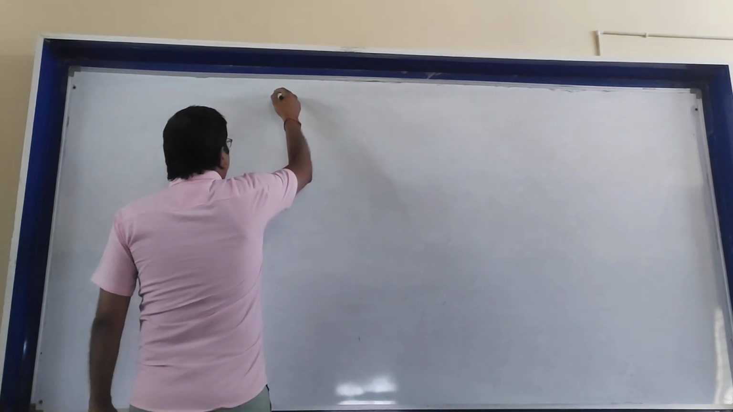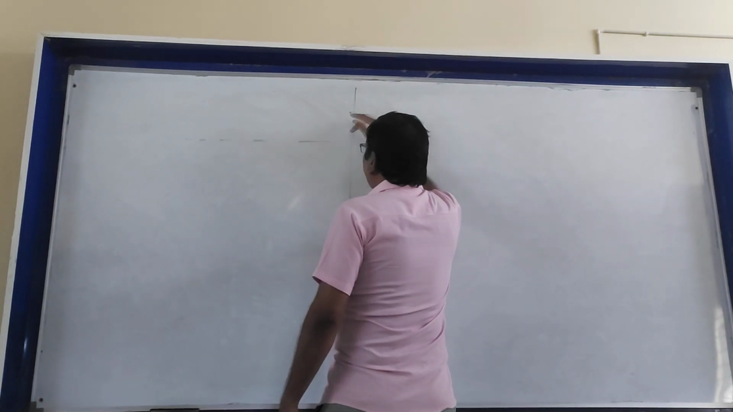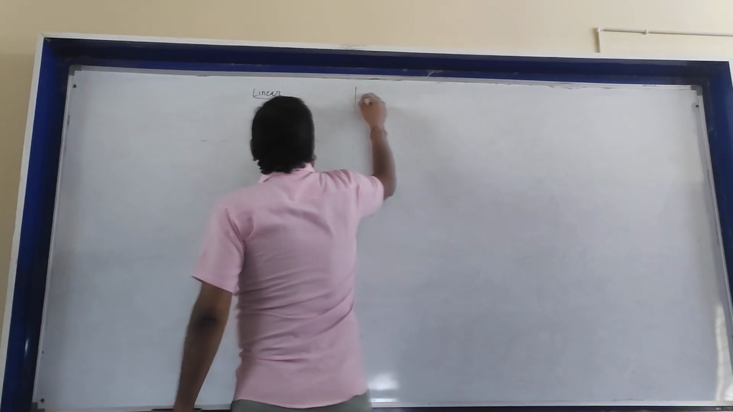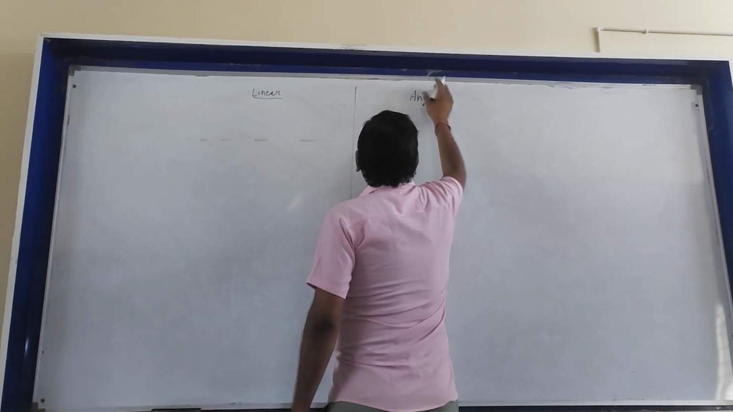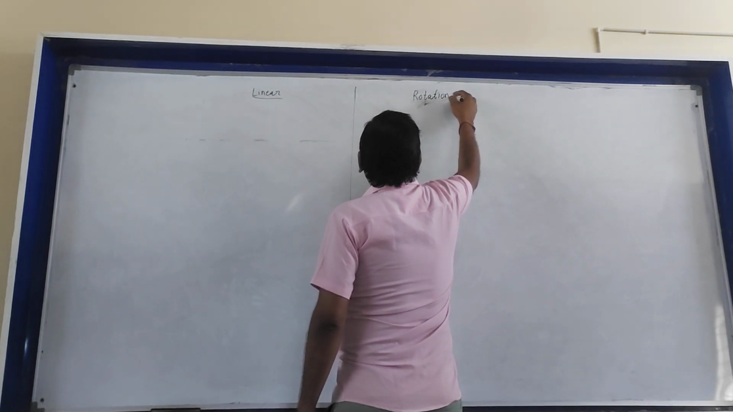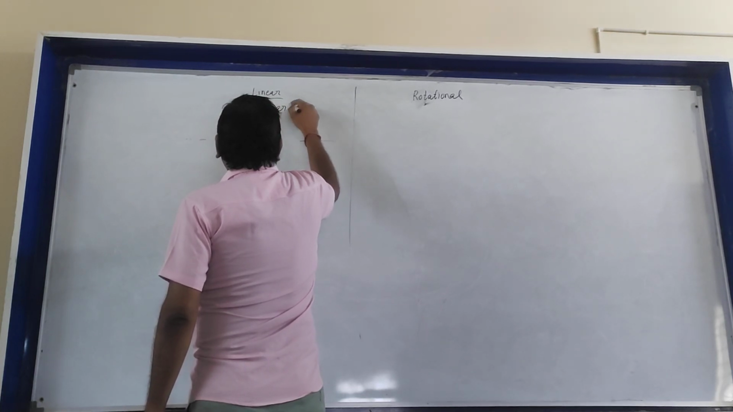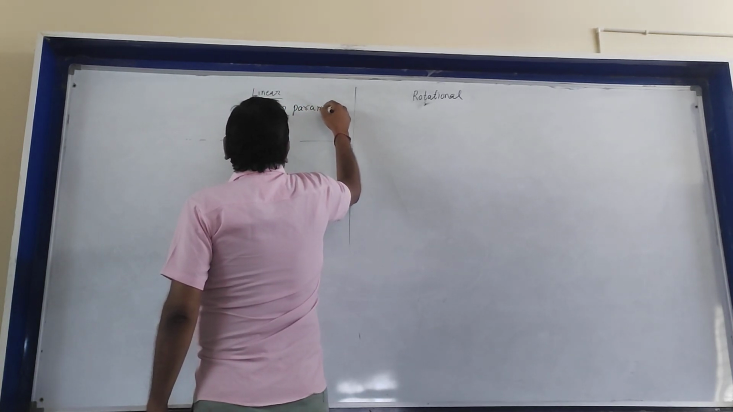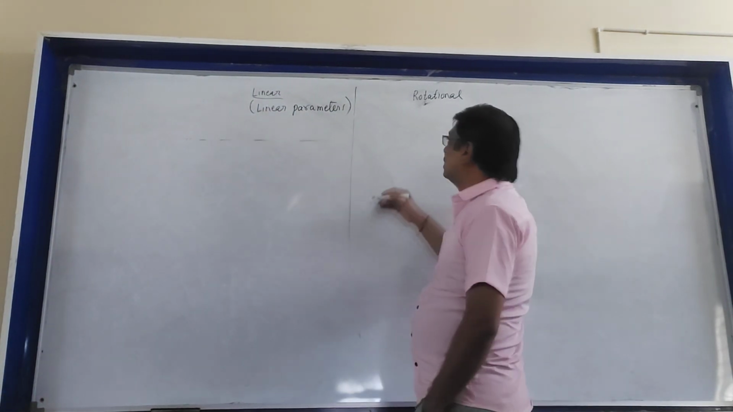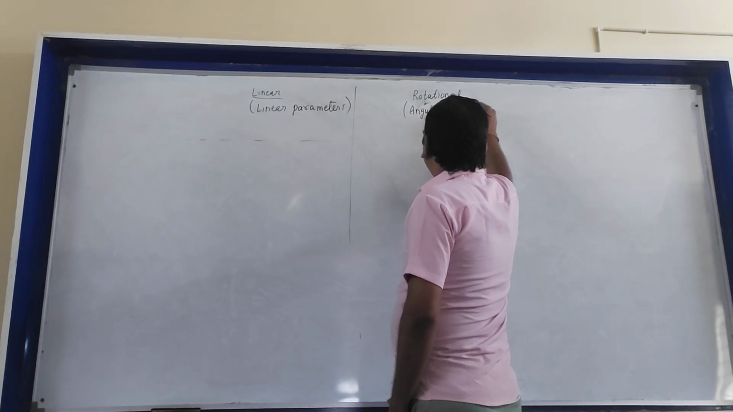Now we will compare them in parallel, simultaneously, so that you understand. Here I am taking linear motion and here I am taking angular or rotational motion. All the parameters here are linear parameters. Parameters means variables: physical quantities which vary from situation to situation are known as parameters. And here we will be using angular parameters.